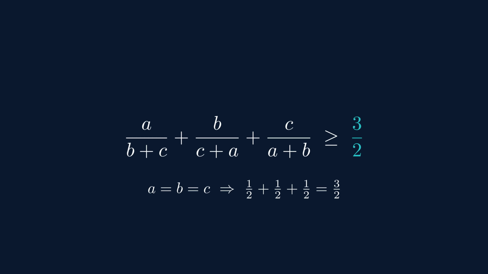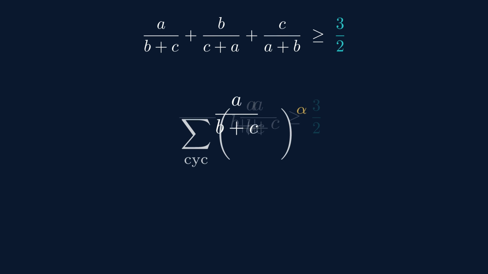It's also known that you hit exactly 3 halves when all 3 numbers are equal. Each fraction is exactly 1 half, so 3 of them makes 3 halves, and that's the minimum. Now here's the interesting thing that kept me awake during history class. I decided to put a power on every term, let's call it alpha. Alpha equals 1 is exactly Nesbitt's inequality.